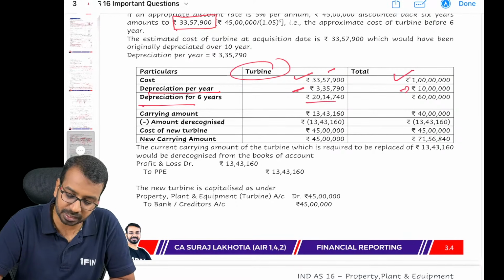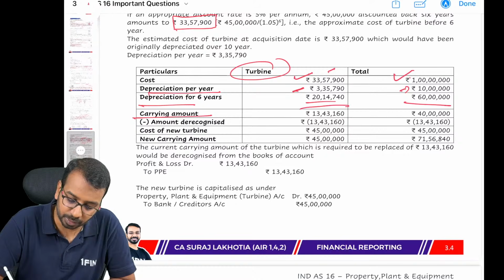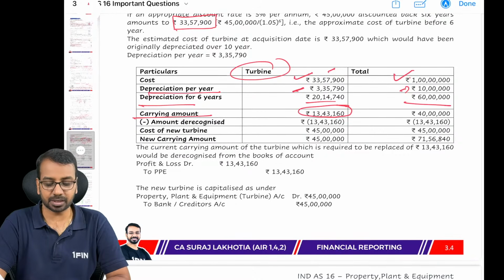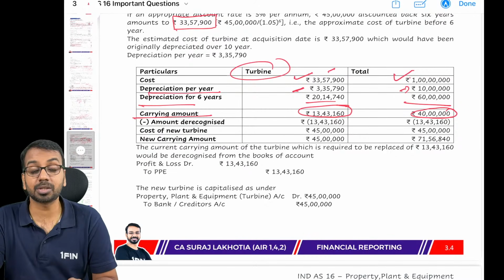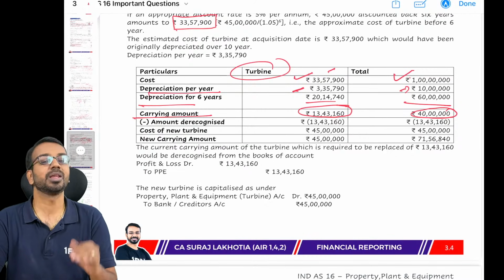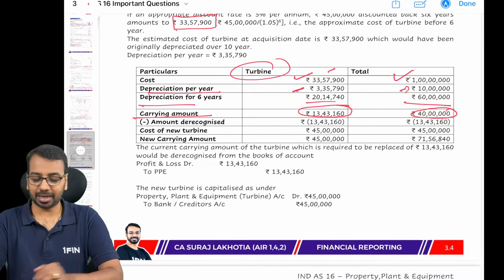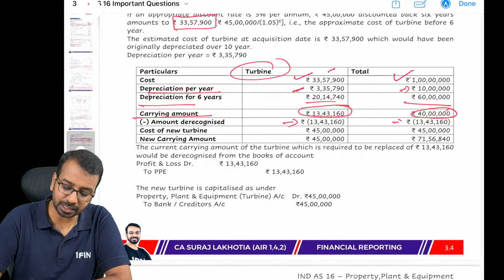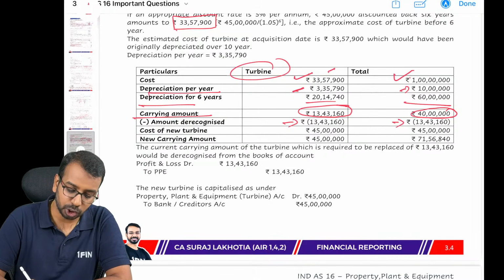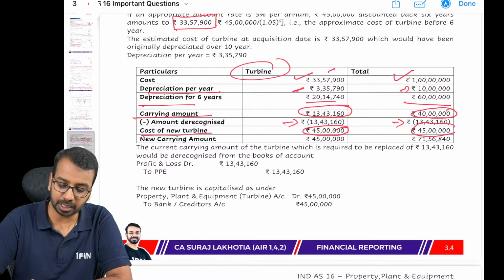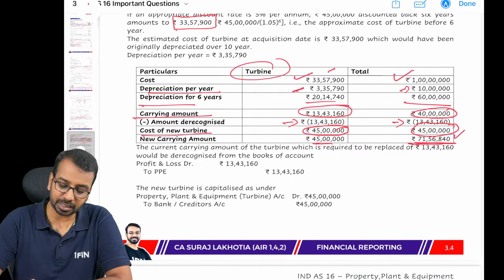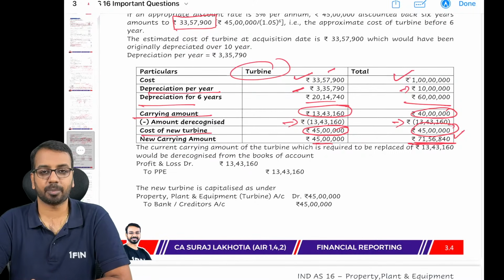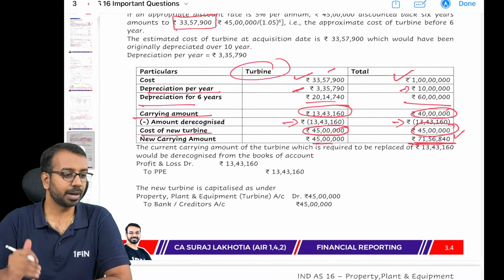For 6 years, this is the depreciation totalling 20 lakhs, and the carrying amount becomes 13,43,000 at the end of 6 years for the turbine. On this date, the turbine becomes useless. So what we will do? We will de-recognize it, and when we de-recognize, we will reduce it from the cost of the asset totally. Then the new turbine is purchased, we will add it to the cost of the PPE and this becomes the new value of PPE, and subsequently considering this we will depreciate the total property, plant and equipment.